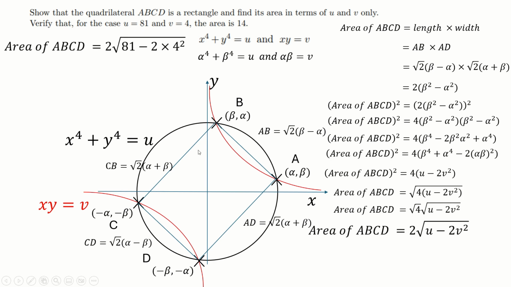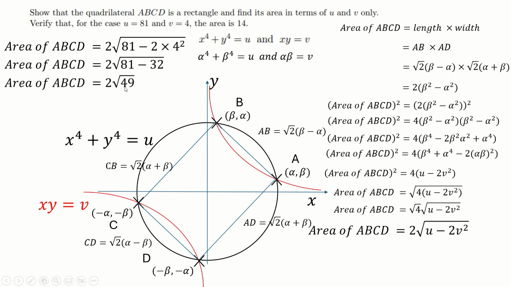Just write it again, I guess, bigger. Yeah, root 4 is 2, mate. Come on. Anyway, 81 take away, what's this, 16 times 2 is 32, is what, 49? And of course, root 49 is 7, so 2 times 7 is 14, and we'll have the final answer done and dusted.